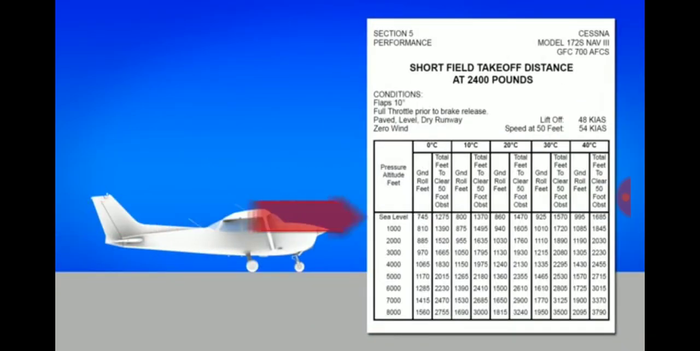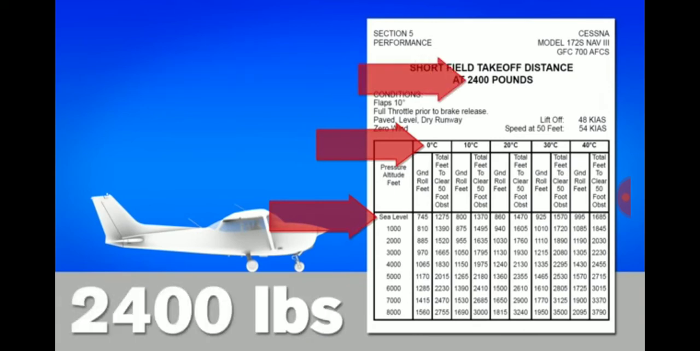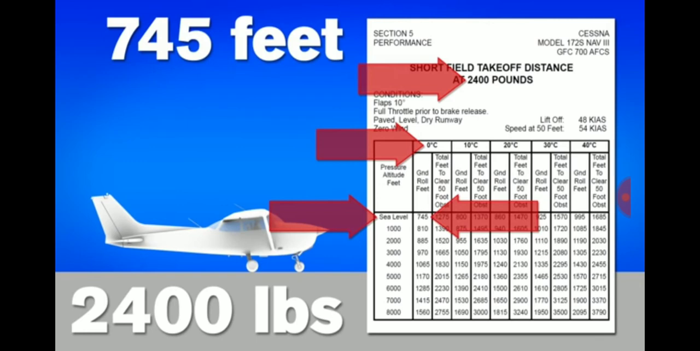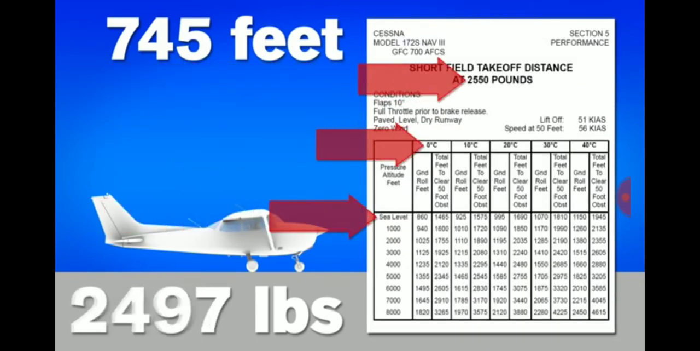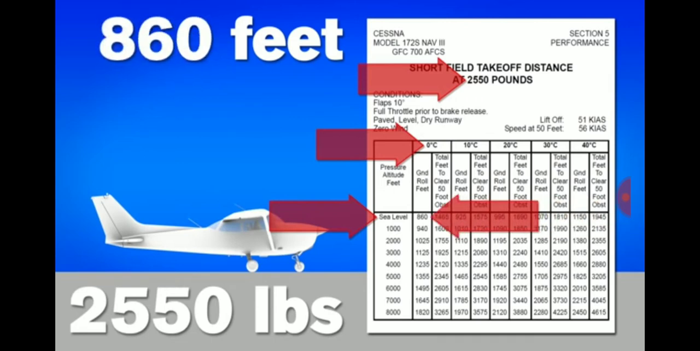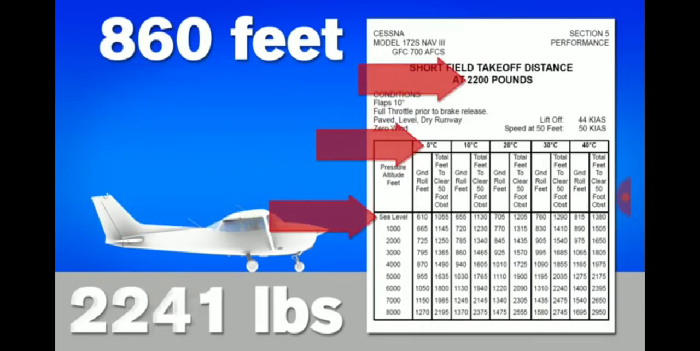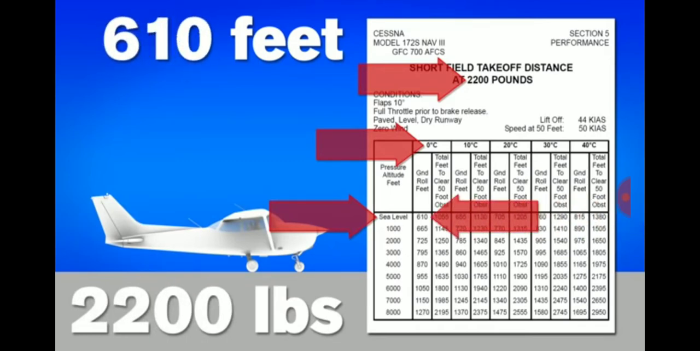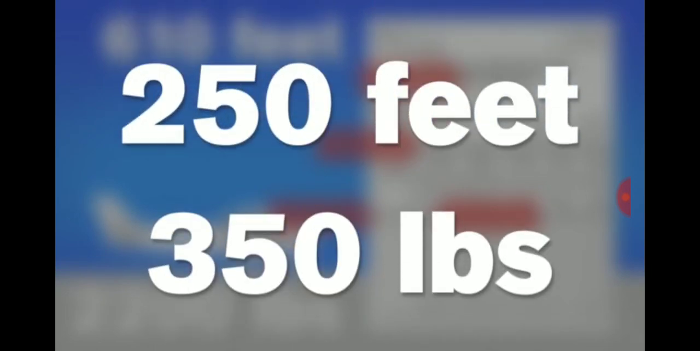If we stick to our sea level pressure altitude and 0-degree temperature, the 2,400-pound Cessna would require a takeoff distance of 745 feet. If the weight was increased to 2,550 pounds, the takeoff distance would increase to 860 feet. If we instead decreased our weight to 2,200 pounds, the distance would decrease to only 610 feet. For those 350 pounds, we'd get a difference in takeoff distance of 250 feet.